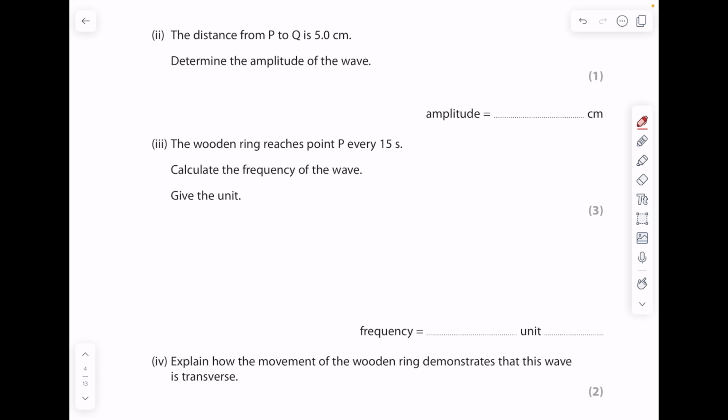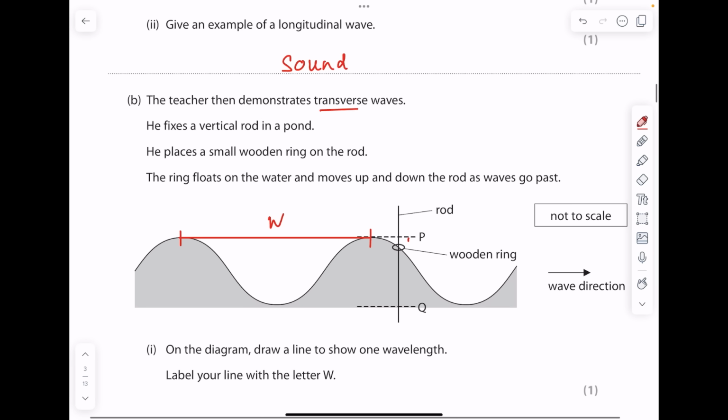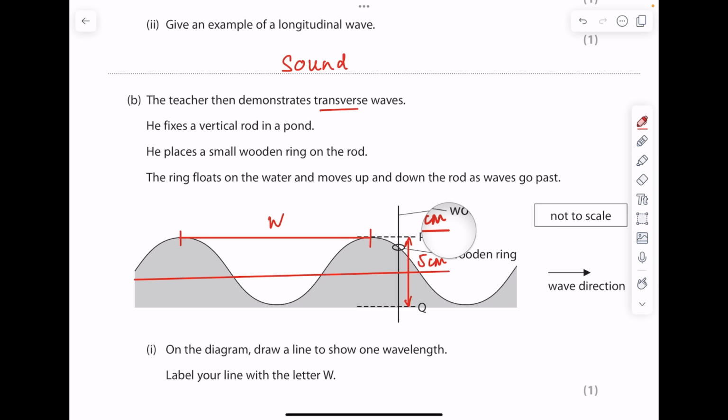The distance between P to Q is 5 centimeters. Determine the amplitude of the wave. So we know that this is 5 centimeters. Let's draw our equilibrium line. It runs halfway. So that means our amplitude is 2.5 centimeters.